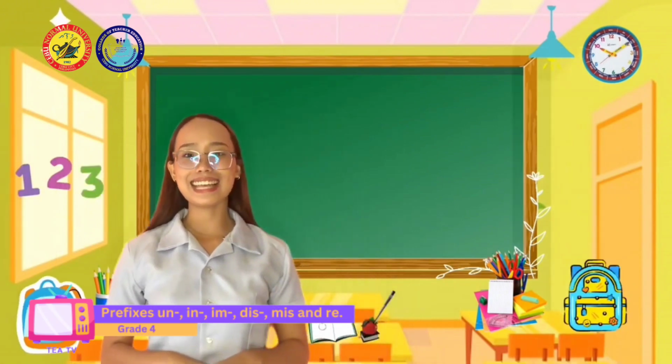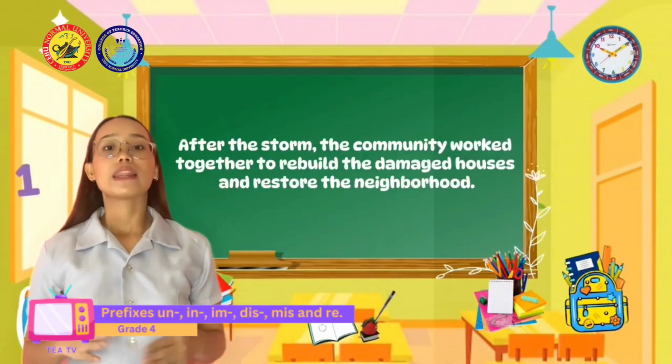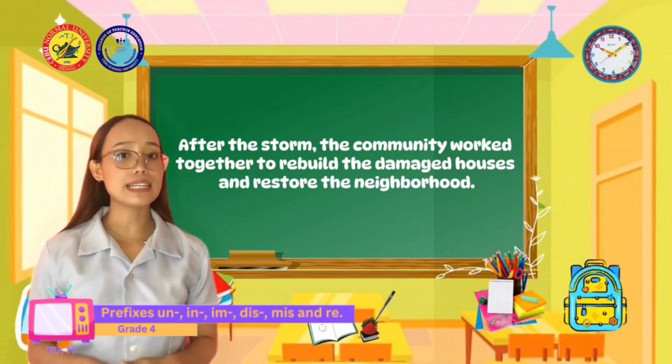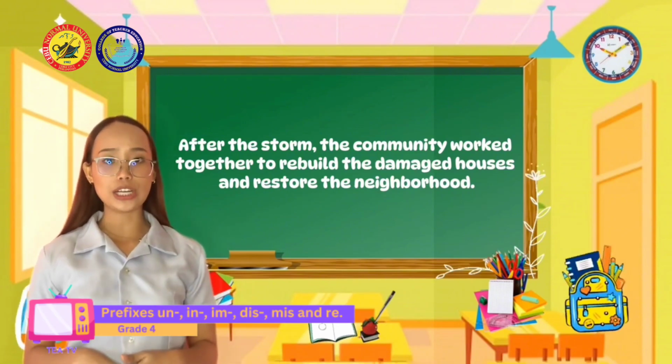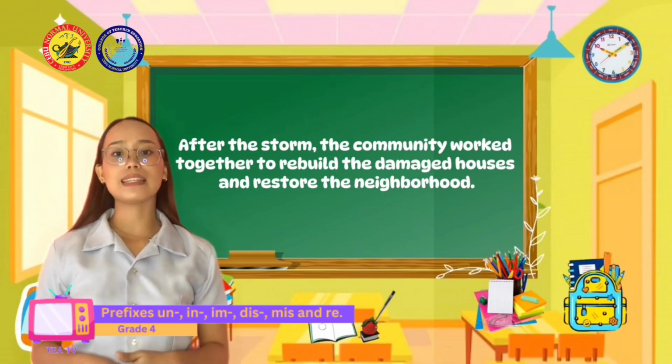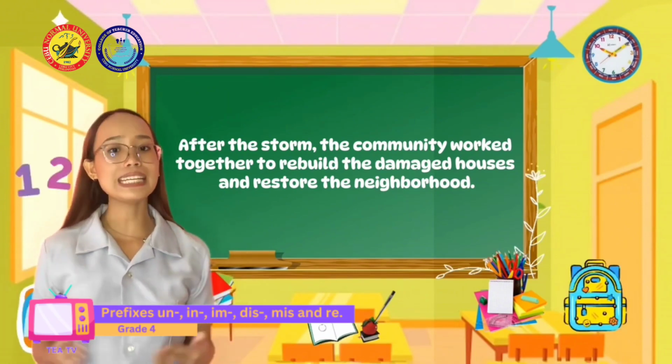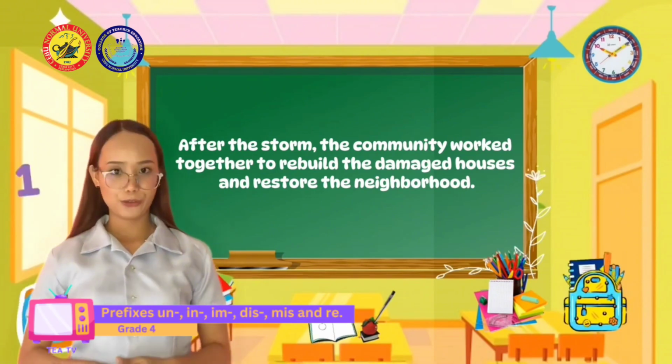Let's use it in a sentence. After the storm, the community worked together to rebuild the damaged houses and restore the neighborhood. This sentence means that the community is constructing the houses that have been damaged by the typhoon. Job well done, grade 4.